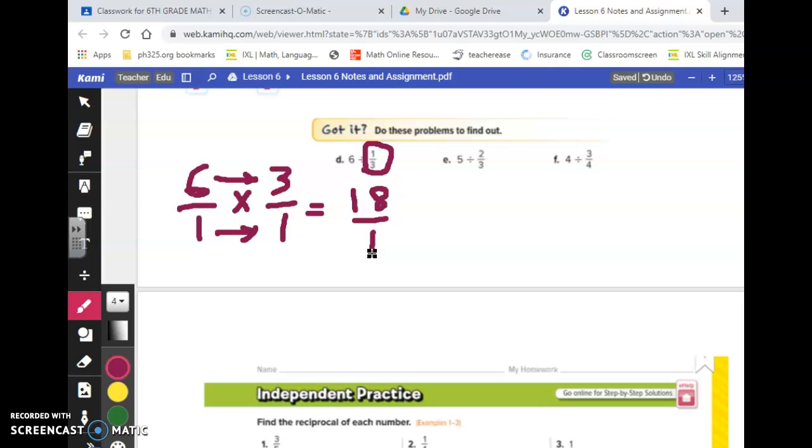Okay, it's the same process for E and F. You're always going to do the reciprocal of the fractions on the right. Okay? Reciprocal of those. All right, if you have any questions, send me a message or email me, and I'll also be online right after school if you need help.